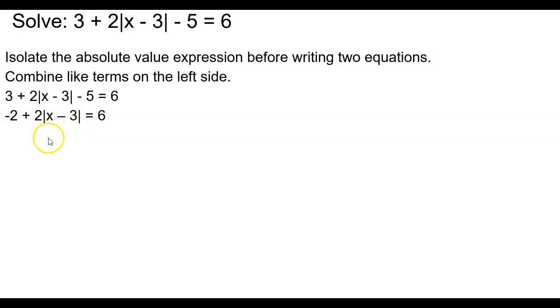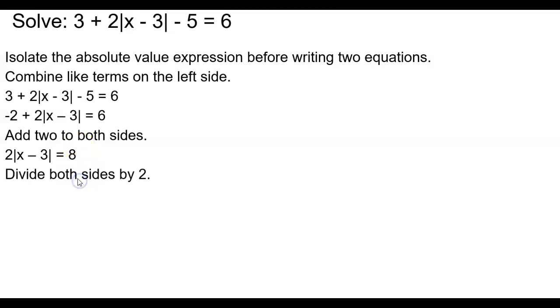Again, we're going to work on getting that absolute value expression by itself. So I'm going to add 2 to both sides. Now I have 2 times the absolute value of the quantity x minus 3 equals 8, because 6 plus 2 is 8. I'm still working on isolating the absolute value expression, so now I'm going to divide both sides by 2. That leaves me with the absolute value of x minus 3 equals 4.